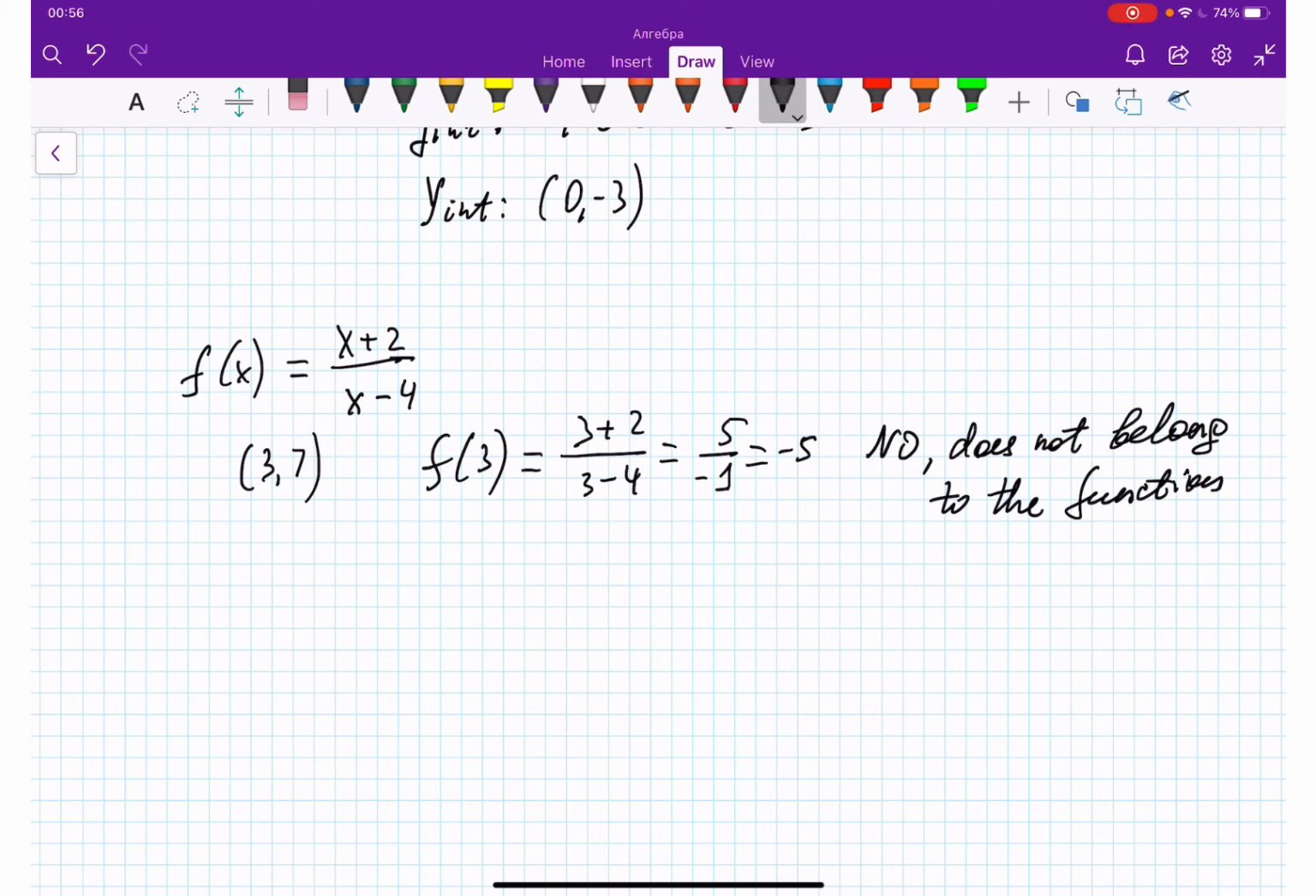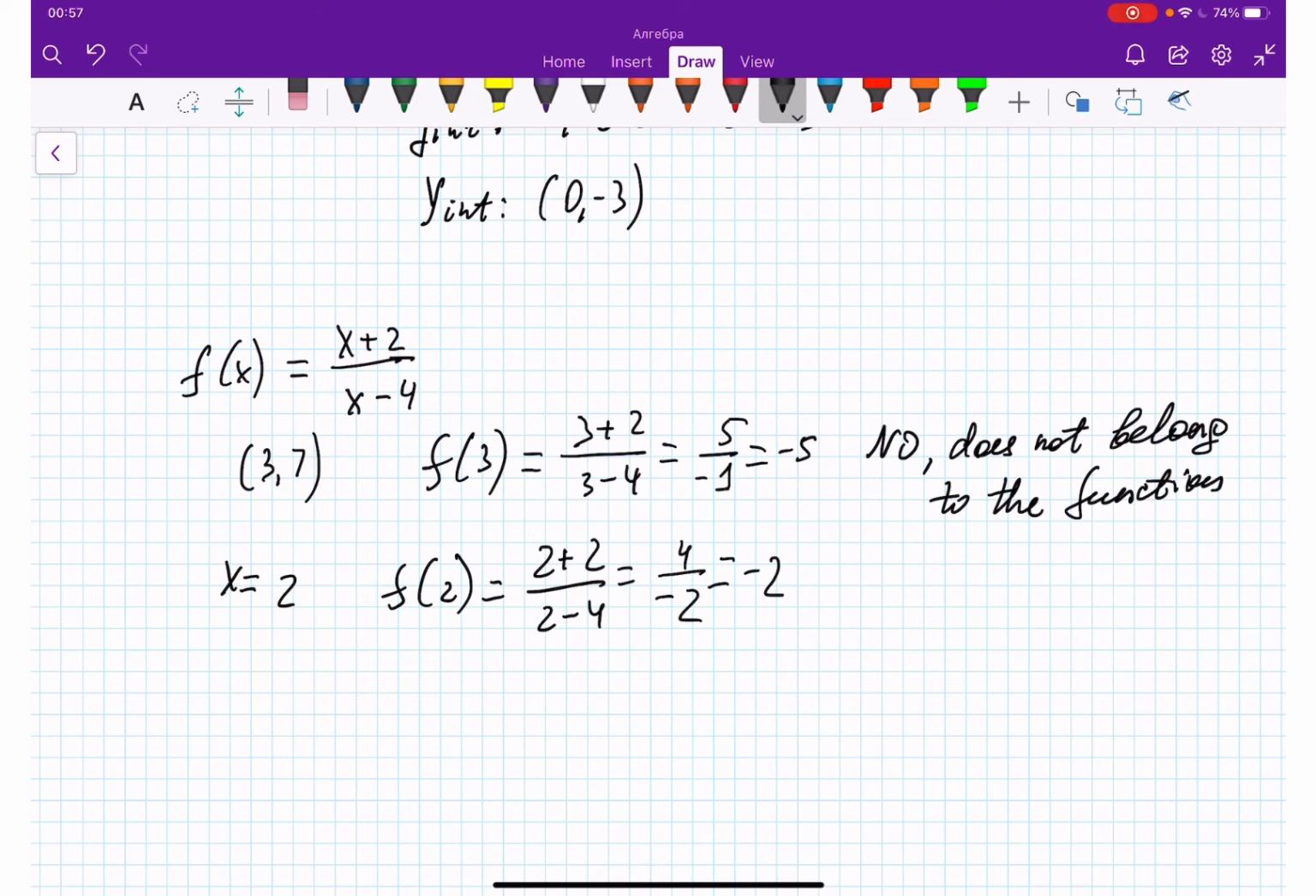Next one, x is equal to 2. How much is f of 2? So we get 2 plus 2 over 2 minus 4, and it's going to be 4 over negative 2, which is equal to negative 2. All right.